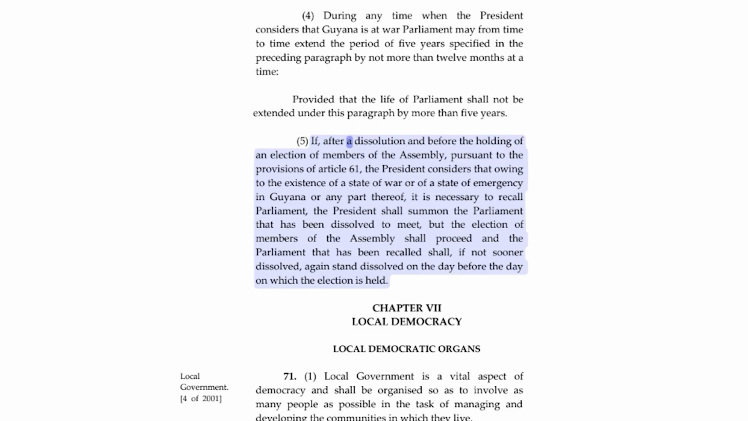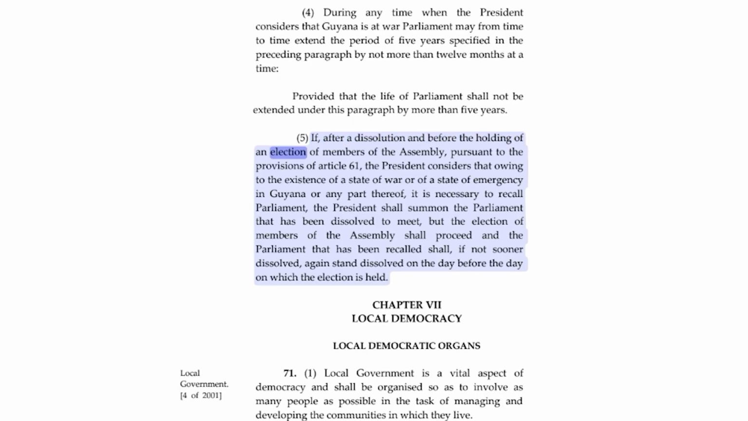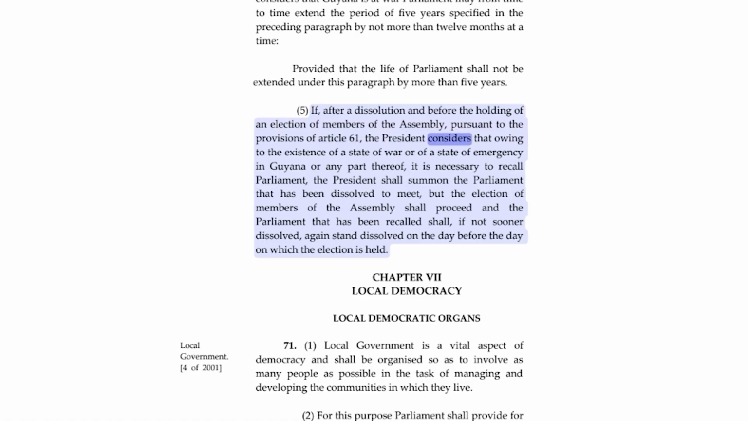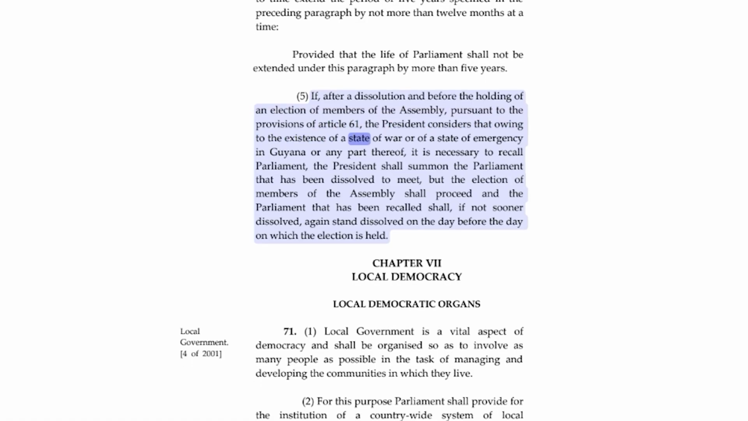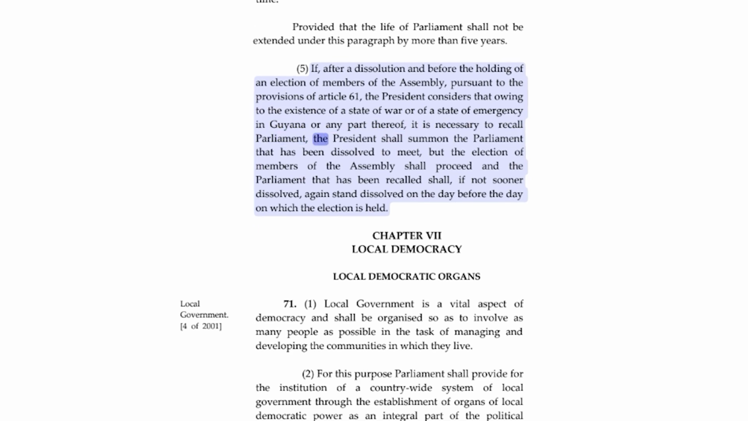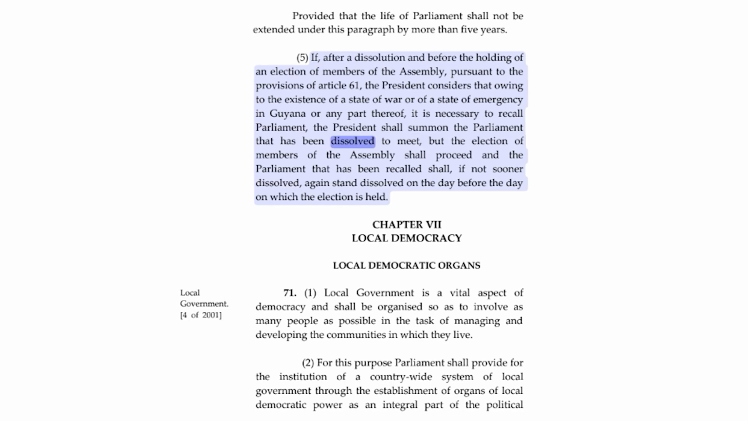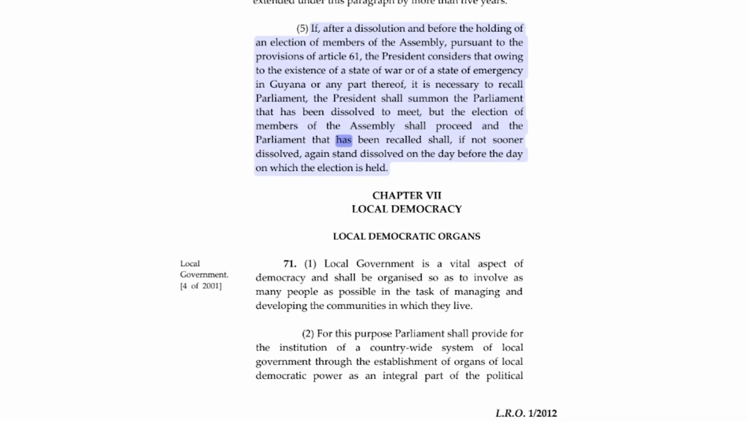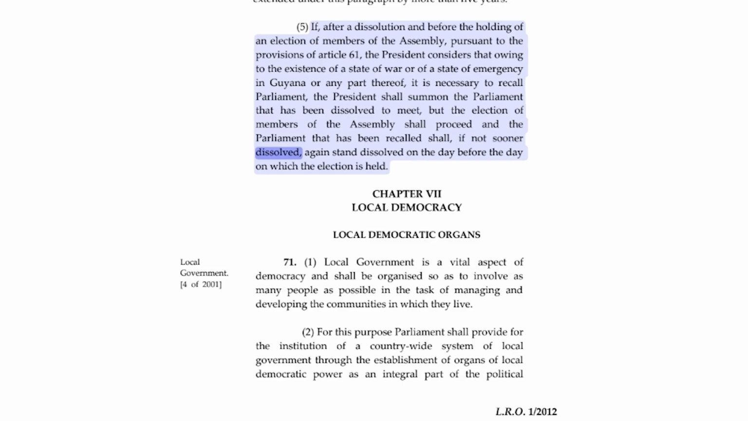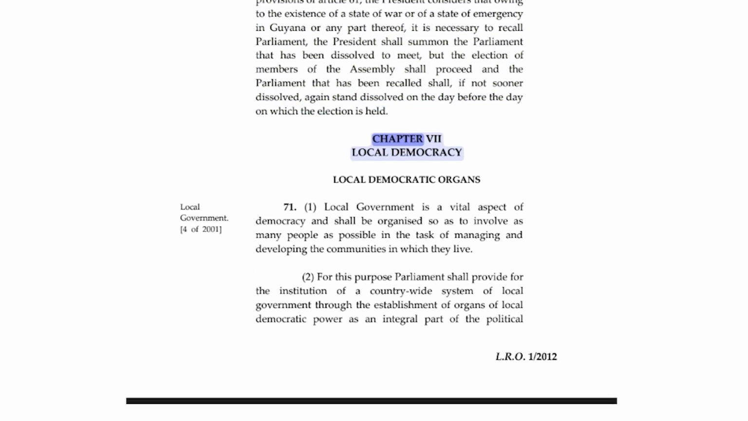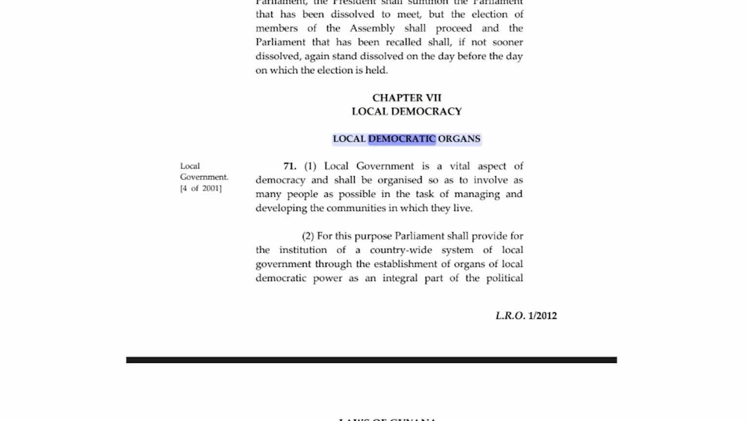5. If after a dissolution and before the holding of an election of members of the Assembly, pursuant to the provisions of Article 61, the President considers that owing to the existence of a state of war or of a state of emergency in Guyana, or any part thereof, it is necessary to recall Parliament, the President shall summon the Parliament that has been dissolved to meet, but the election of members of the Assembly shall proceed, and the Parliament that has been recalled shall, if not sooner dissolved, again stand dissolved on the day before the day on which the election is held. Chapter 7: Local Democracy, Local Democratic Organs.